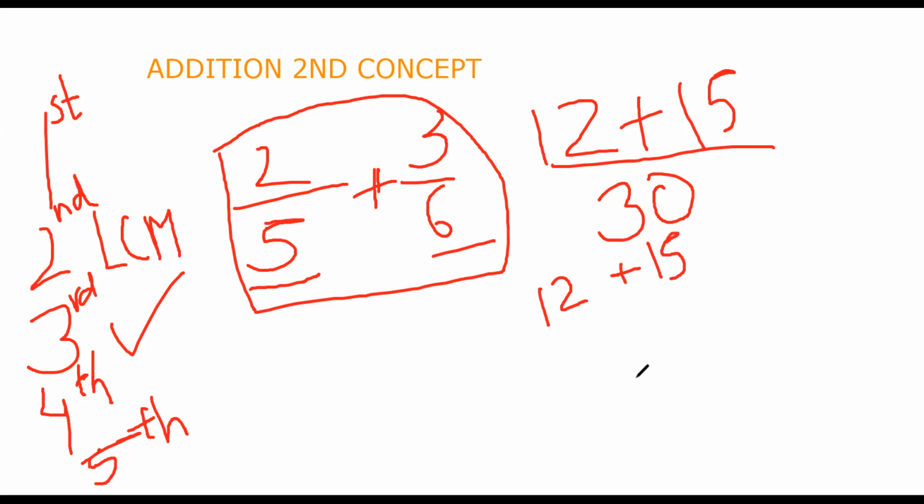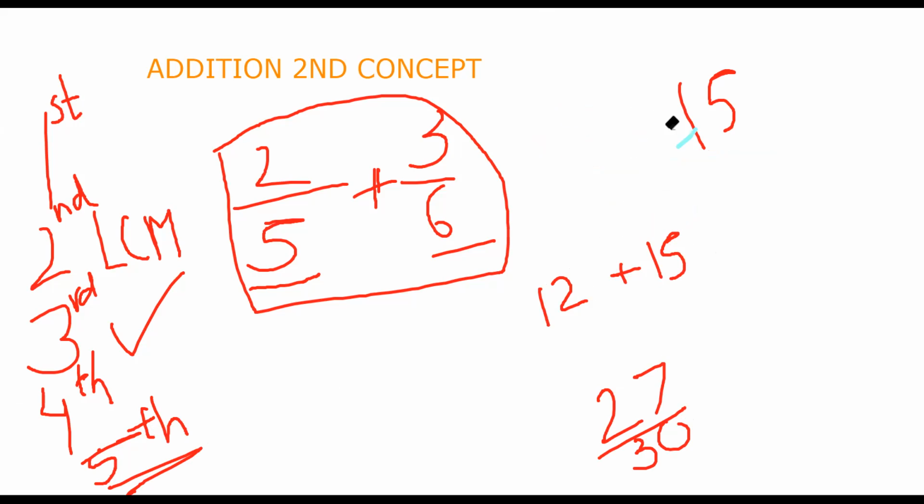So 5 plus 2 is 7 and 1 plus 1 is 2. So we'll get the answer as 27 by 30. After the fifth step, we know that we have to simplify the answer. So after the addition, we have to simplify it. Means we'll finish it at the fifth step itself by simplifying the answer.